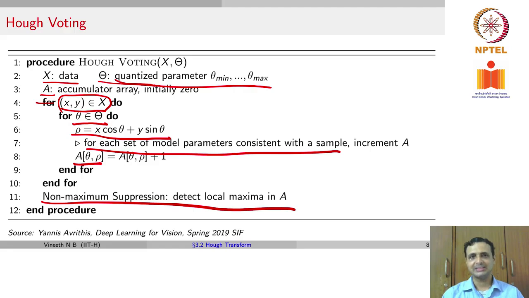As you can see, this is very similar to a least square fit, but doing it in a slightly different way. We are still trying to fit a line to a set of points that's given to us, but we are doing it using the Hough voting approach.